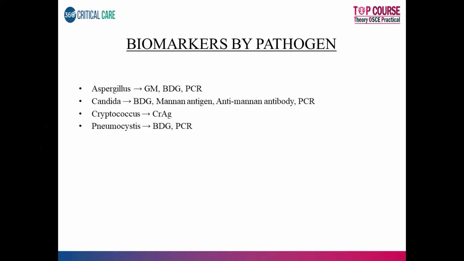Now, biomarkers by pathogen. If it is aspergillus, what biomarkers can be used? One is your galactomannan, your beta-D-glucan, and the PCRs. Suppose it is candida, you can't use galactomannan because it's only specific to aspergillus. So you can use your beta-D-glucan. As I told, mannan and anti-mannan are very specific for invasive candidiasis, and your PCR. If it is cryptococcus, only CRAG, and for pneumocystis, you can use your BDG and the PCR.